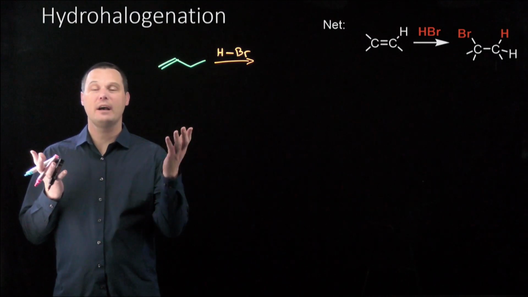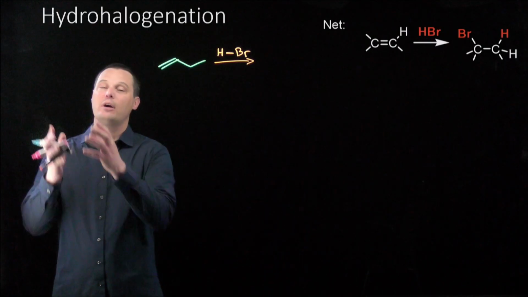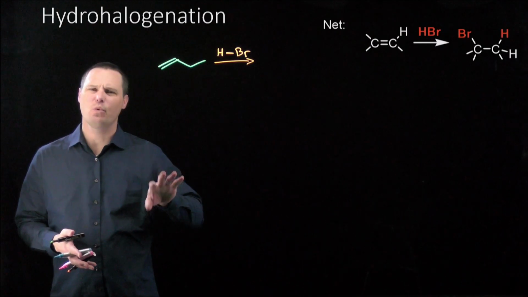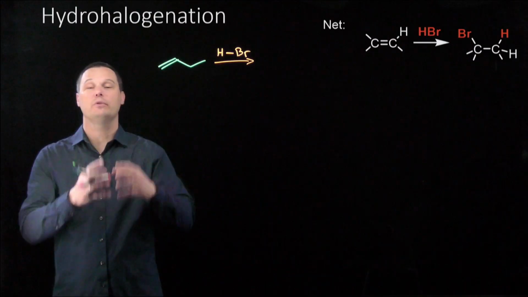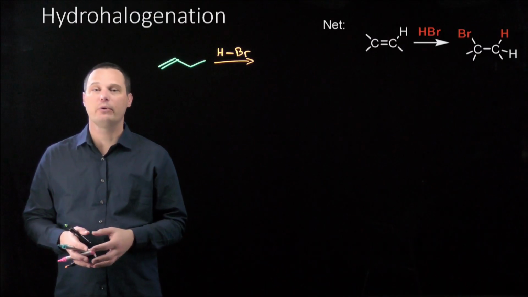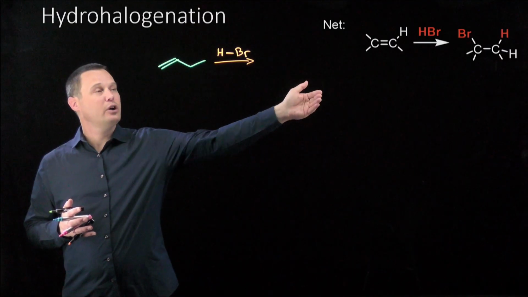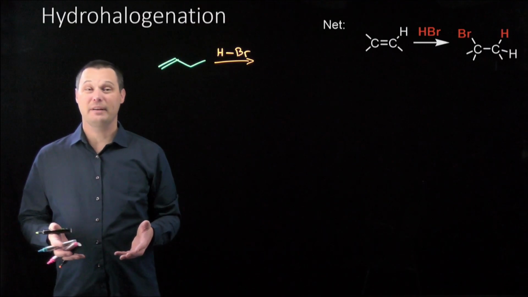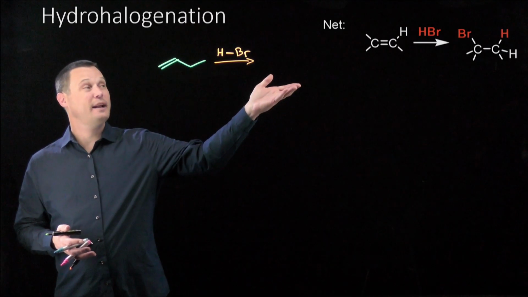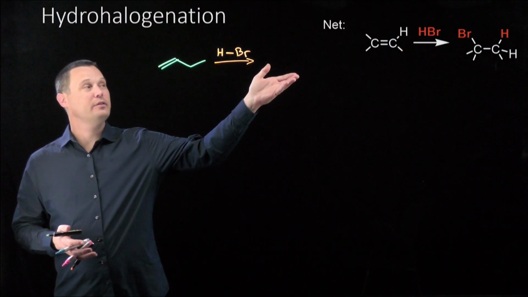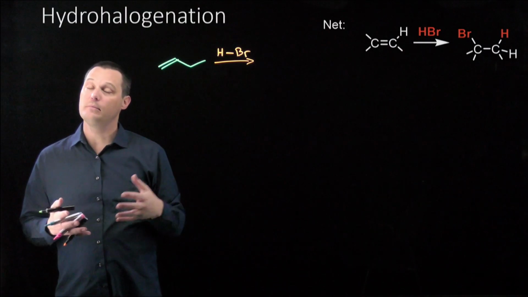To start, let's break down the word hydrohalogenation. The hydro part refers to a hydrogen. It doesn't refer to water, that would be hydrates, and the halogen refers to a halogen, a bromine or a chlorine or an iodine. So in the hydrohalogenation reaction, we're adding a hydrogen and a halogen across the alkene. As a pattern recognition, the net reaction tells us that hydrogen likes its friends. The hydrogen of the HBr will end up on the same carbon with the most other hydrogens.